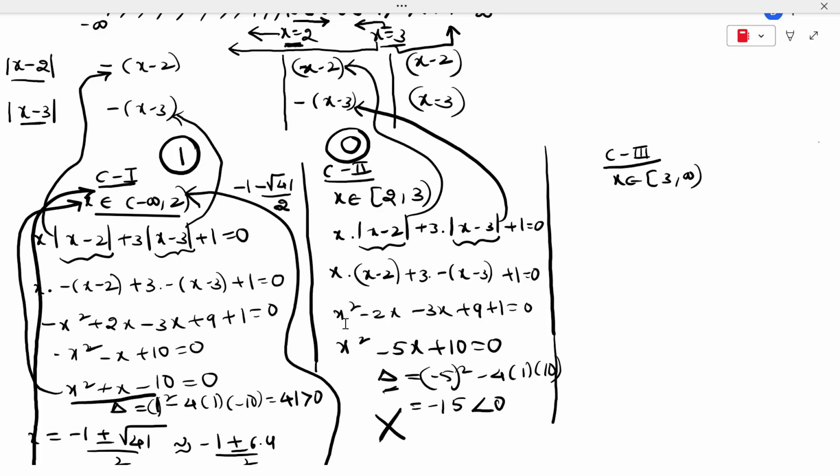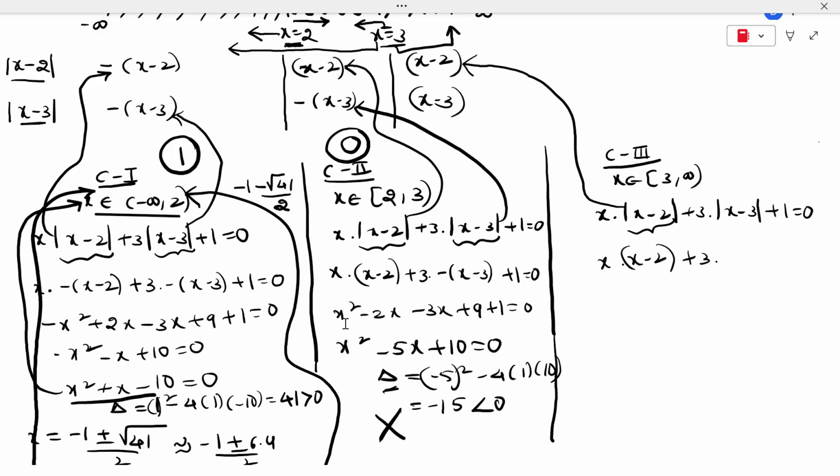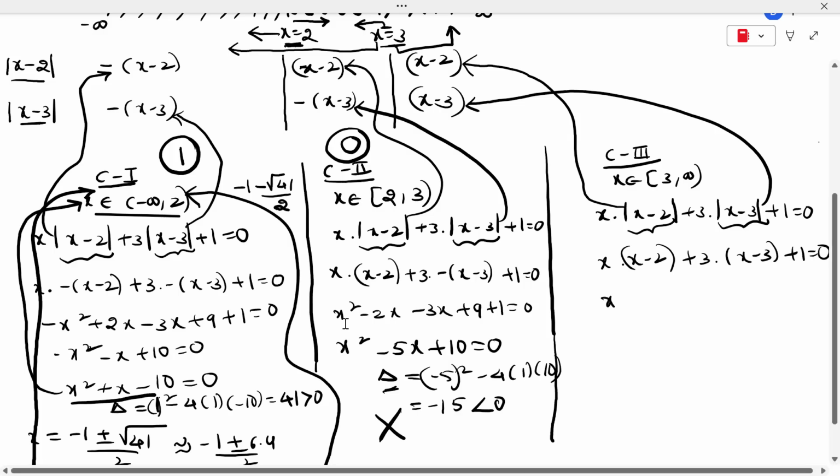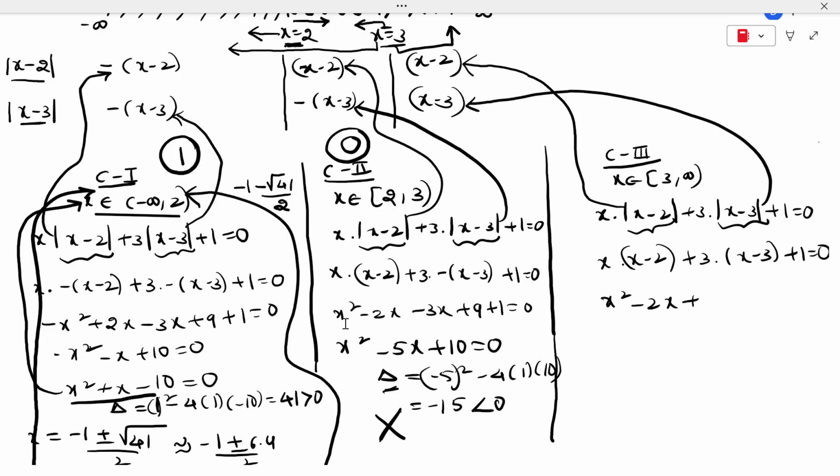Now come to case 3. So case 3, again solve the original equation, x into mod of x minus 2 plus 3 mod x minus 3 plus 1 equal to 0. Yes, this is the original equation. Now what about mod x minus 2? This mod x minus 2 should be replaced by plus x minus 2 in region 3. So that is x into x minus 2 plus 3 times this mod x minus 3, which should be replaced by plus x minus 3 in region 3. That is x minus 3 plus 1 equal to 0. So that is x into x square minus 2x plus 3x minus 9 plus 1 is equal to 0.